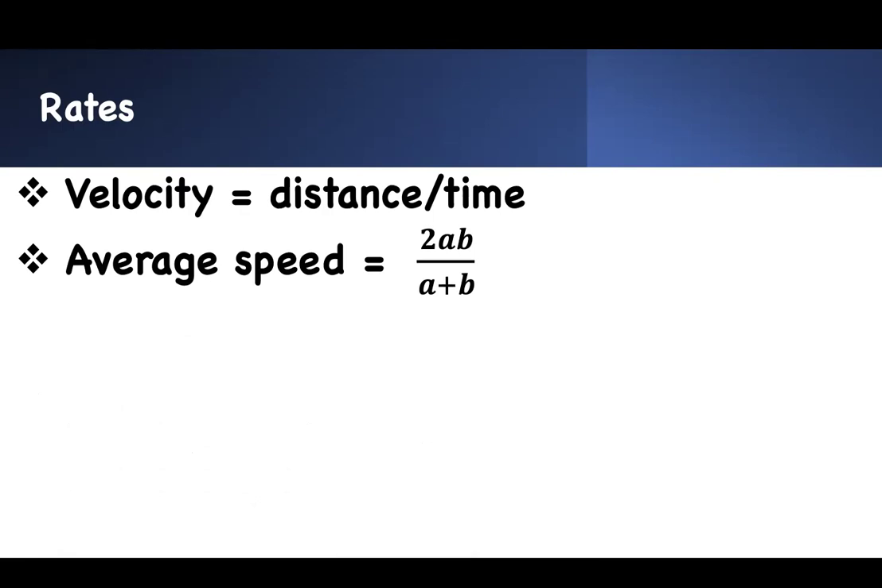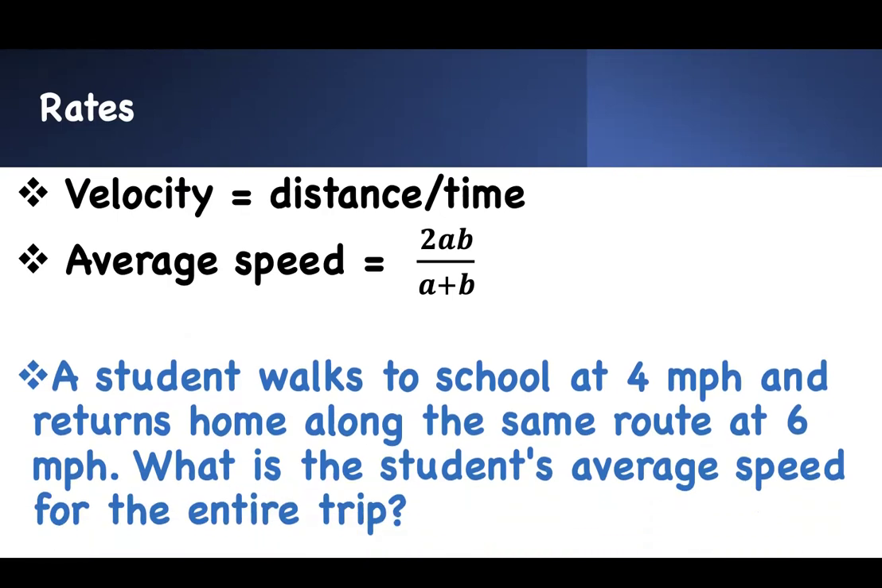Most people get caught up with average speed. They think you can add the speeds together. You cannot do that. Example, a student walked to school at 5 miles per hour and returned along the same route at 6 miles per hour. What is the student's average speed for the entire trip? It's not 10. Once again, it's not 10. You take one speed, multiply by the other, times 2, divided by the sum of those two speeds, and that will give you the average speed. Watch for that. SAT trap.